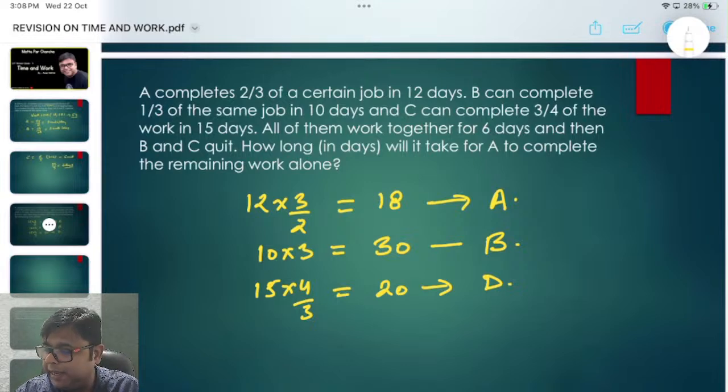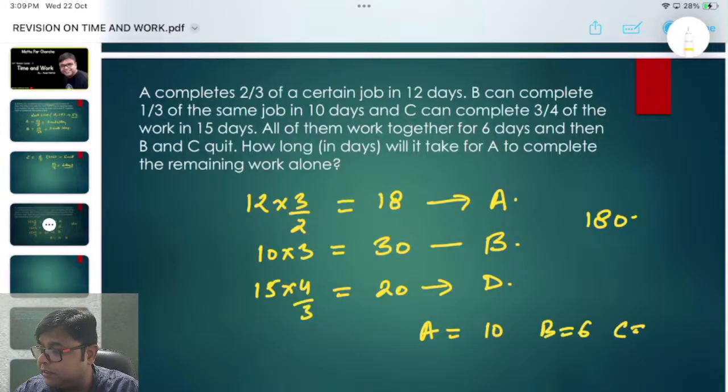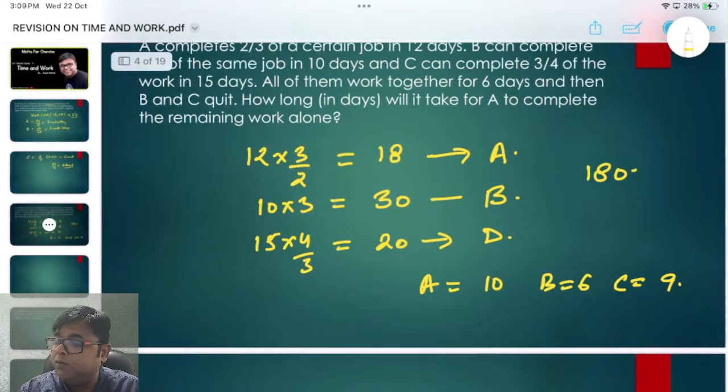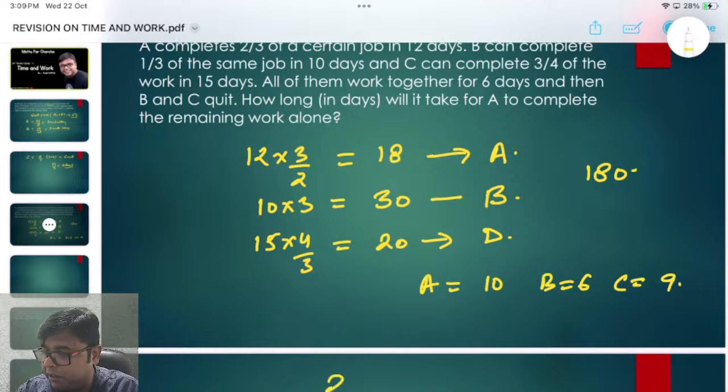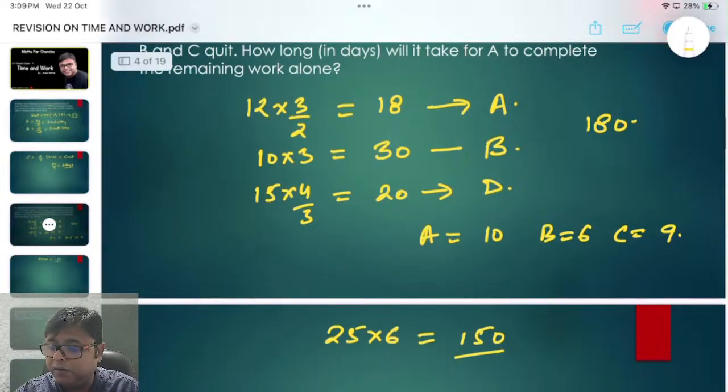Right? So what is the LCM of these three? It's, I think, 180, let's take that. Right? So if all of them work together for 6 days, A's efficiency is 180 by 18, that is 10 units per day. B's efficiency is 180 by 30, 6 units per day, and C's efficiency is 180 by 20, 9 units per day. So together they are making 25 units in a day. So they work together for 6 days. So in 6 days, 150 units are made out of 180.